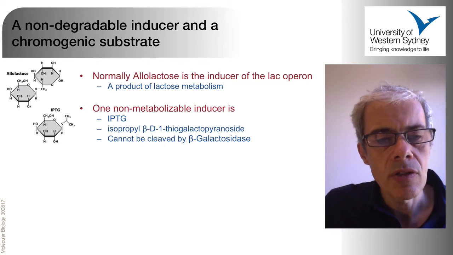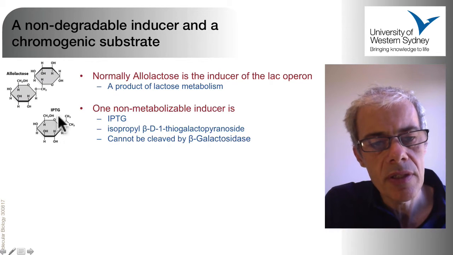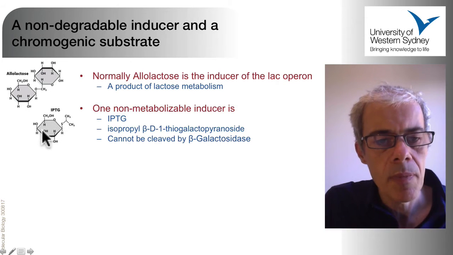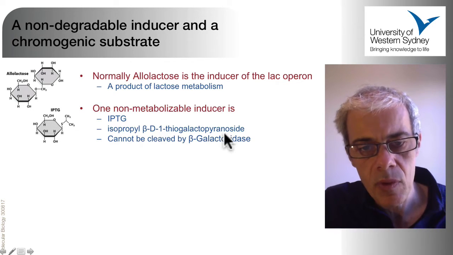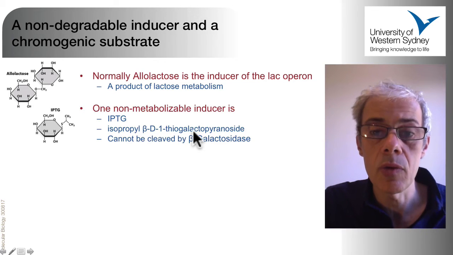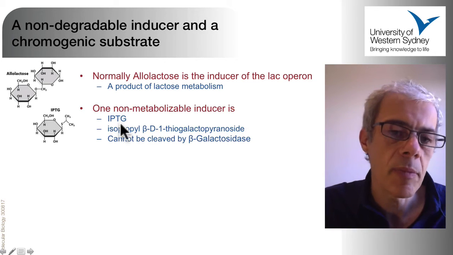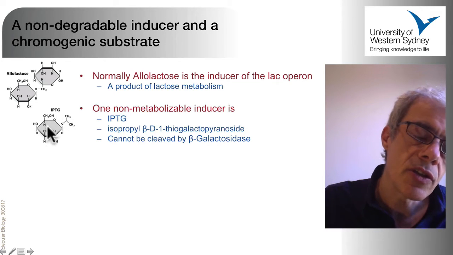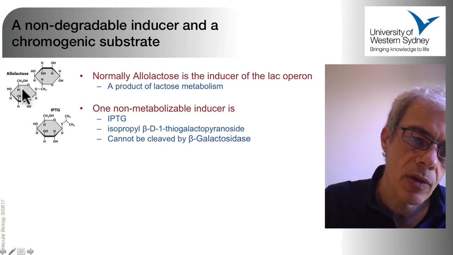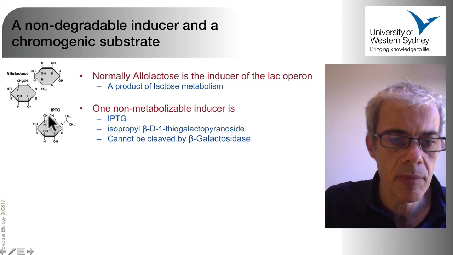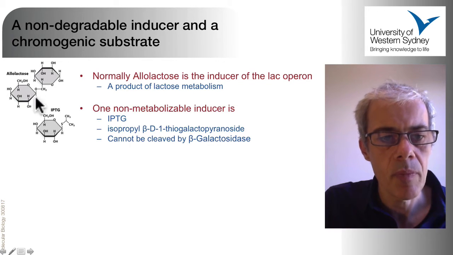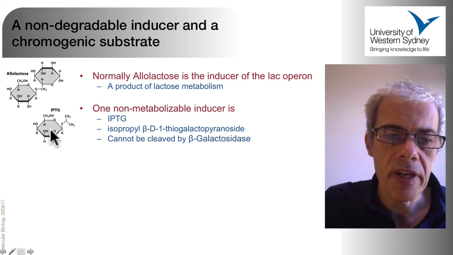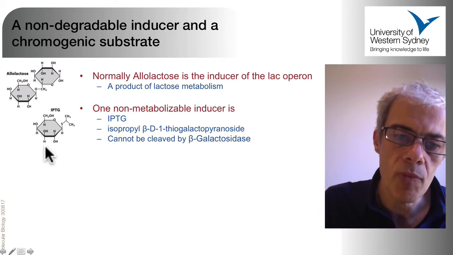So chemists came up with this compound, which is referred to as IPTG. It's got a long full name, isopropyl thiogalactopyranoside, but basically it's IPTG. This is an inducer in the same way that allolactose is an inducer. You can see it's very similar to allolactose. It's similar enough to allolactose to be an inducer of the Lac Operon.